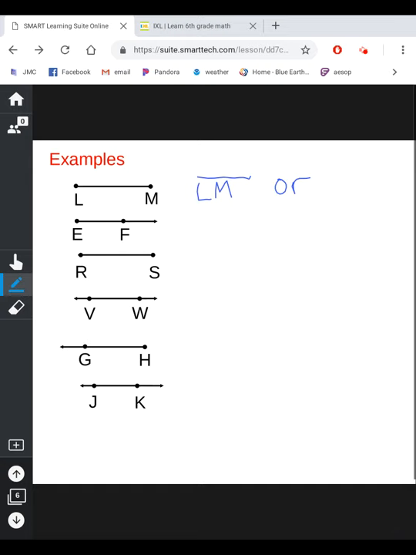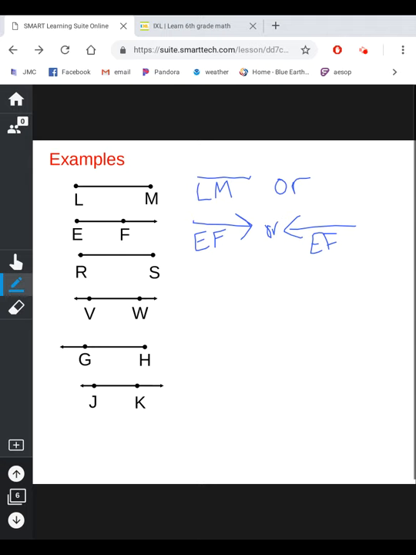Our next one is a ray. So there's only one way. Now again, when I am signaling my ray, it is a line with one arrow, and it does not matter which way the arrow goes. Since E is my endpoint, I always have to start with E. So it would be EF or ray EF. And again, it does not matter which way the arrow goes.